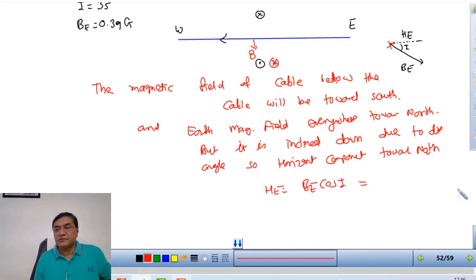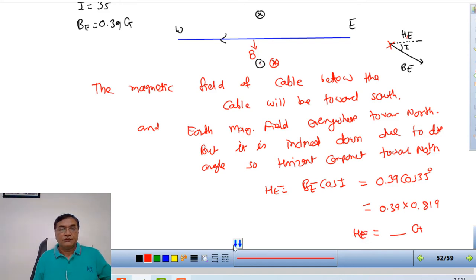So BE is given, I think, 0.39 Gauss into cos I. I is 35 degrees. I don't know cos 35 degrees, so I have to find the value of that. So this is 0.819. So 0.39 into 0.819. So this is the Gauss of the horizontal component.